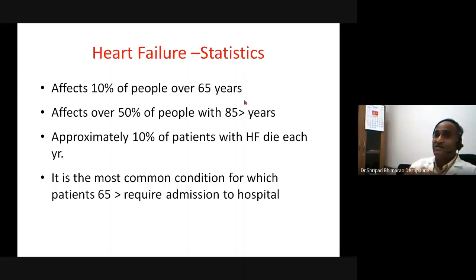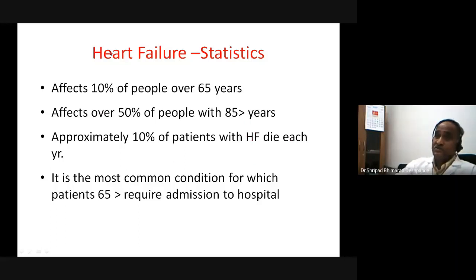That's one part. Then look at the second aspect. 50% of the people above 85 years have heart failure. So that means among persons 85 plus, 50% of them, one in two, every alternate person, is having heart failure. That is very large for this age group. Then what happens? 10% of the patients with heart failure die each year.